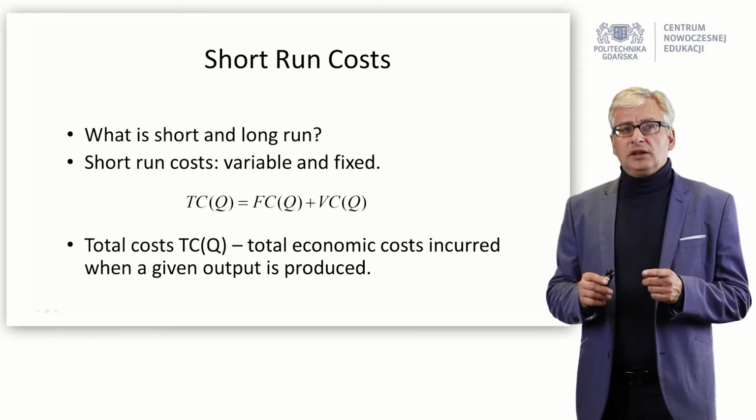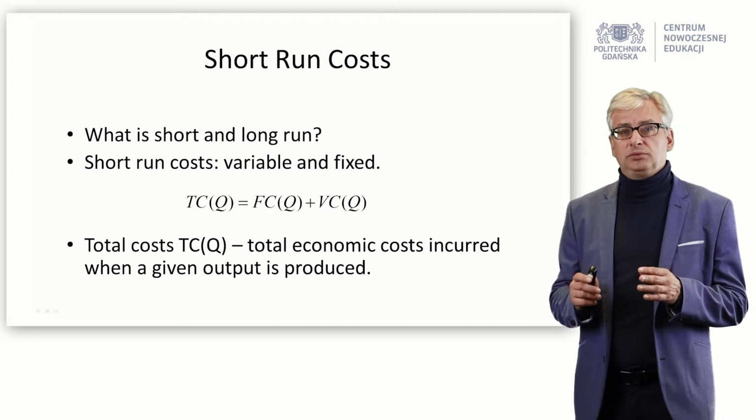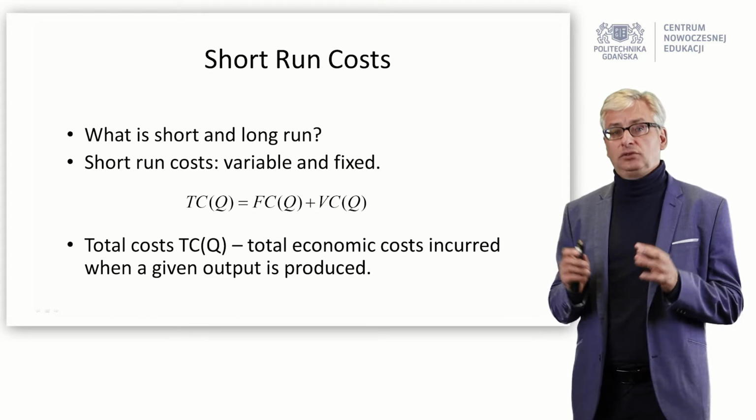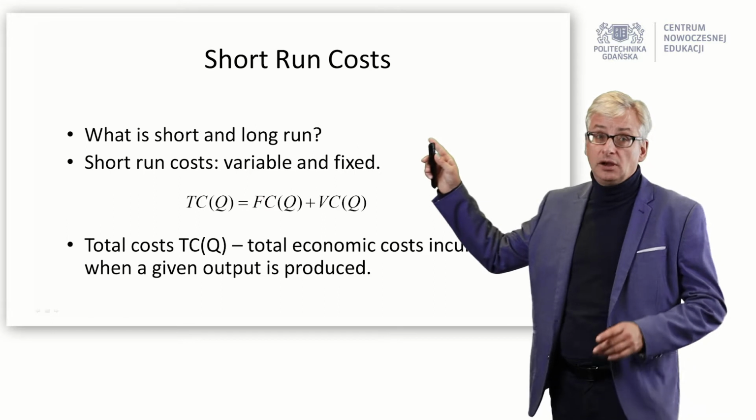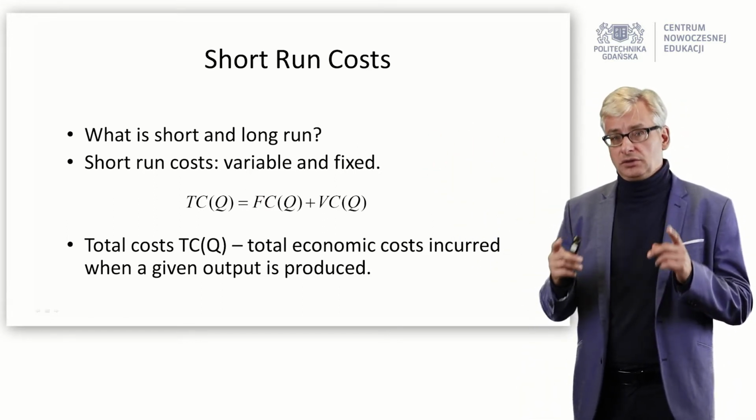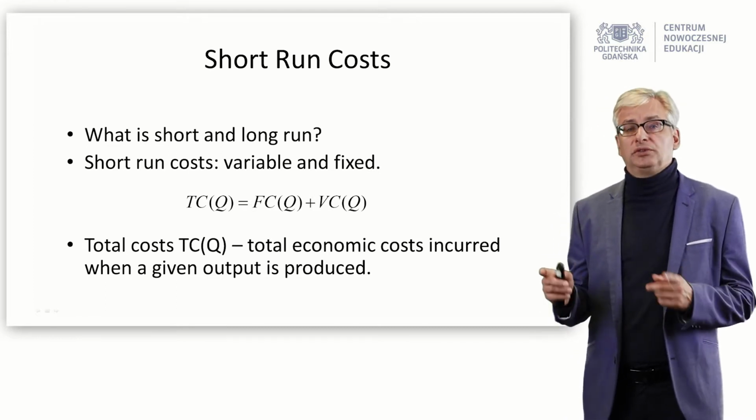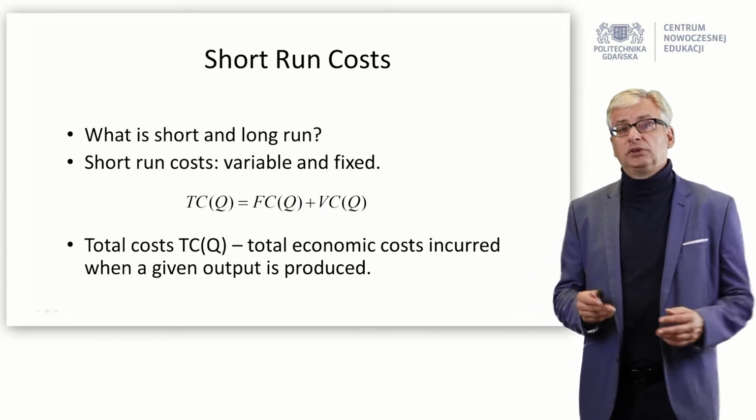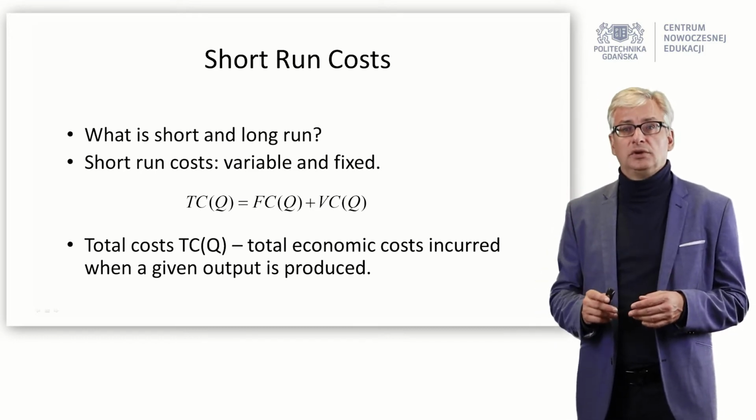In the short run costs, we can differentiate between variable costs and fixed costs, and they together create total costs, TC. So as you can see here, total costs, TC, are total economic costs, right, incurred when a given output is produced. So when you want to produce a given amount of your output, TC is your total economic cost that you have to incur.